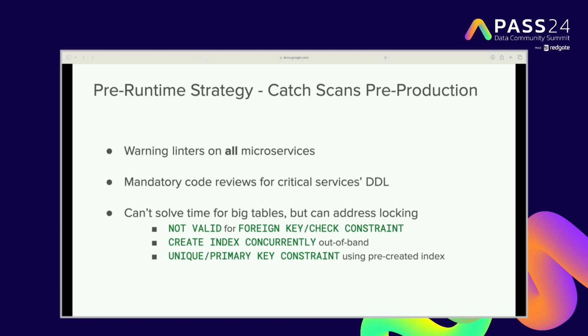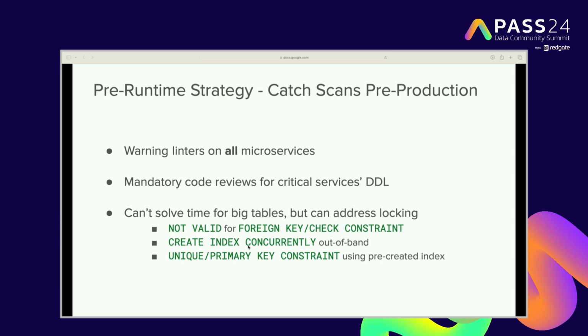We also have mandatory code reviews for our critical customers, in the sense, the critical microservices. And we cannot solve for time taken on large tables. So anytime you have these DDL operations, it's going to take time. Can't work around that. The workaround there is just partition them. But with what we have, the best we can do is try to reduce the lock levels. And here are some practices for doing that.